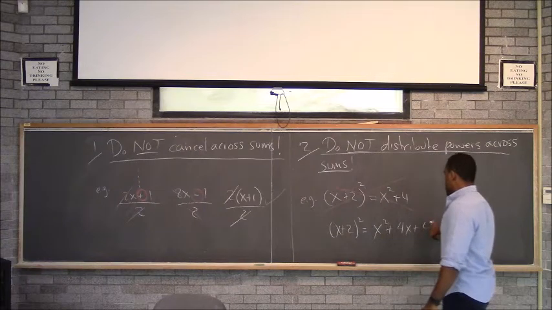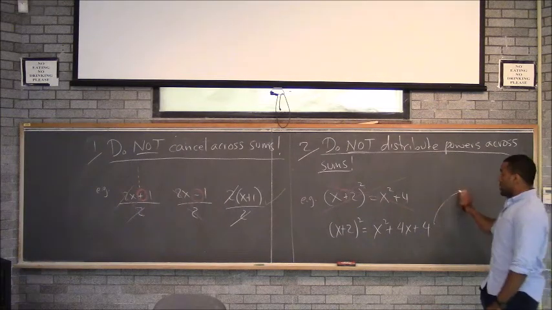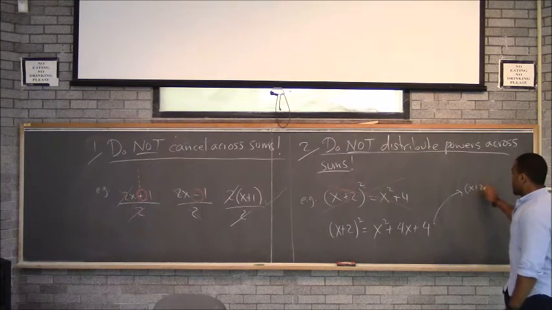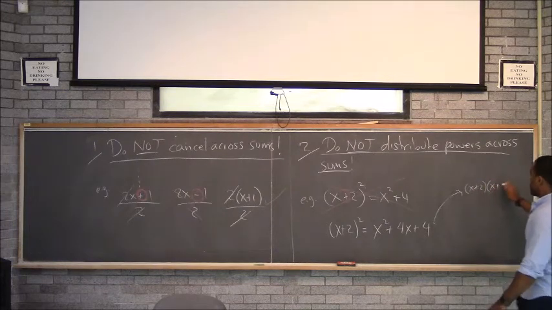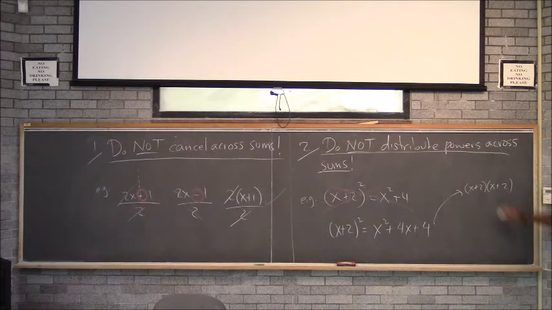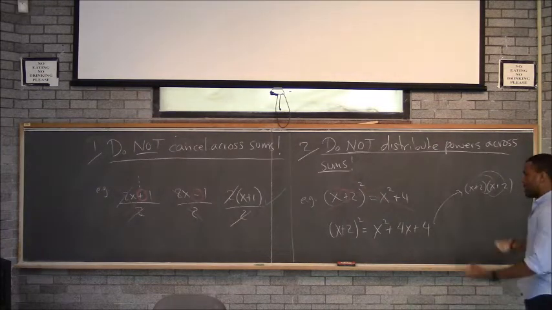Now there are a couple ways you could figure that out. Write this as x plus 2 times x plus 2. That's actually what it means to square something. And you can FOIL, though that's probably a bad way to think about it. Just apply the distributive law, multiply out and add all the terms.